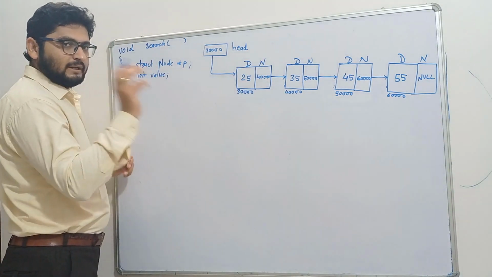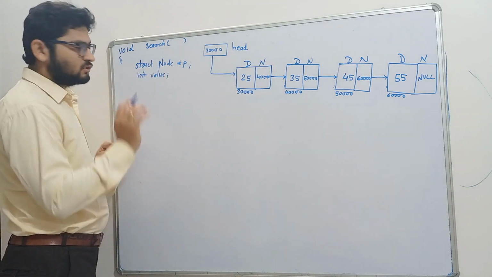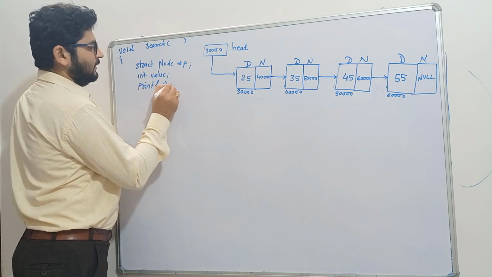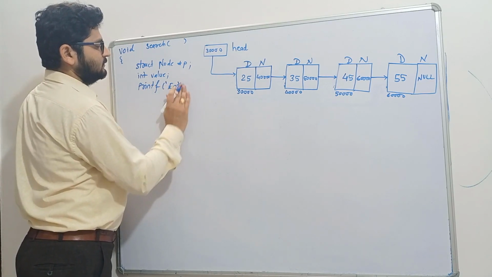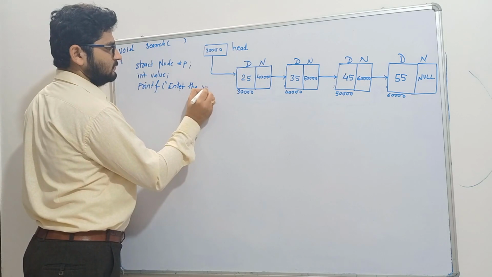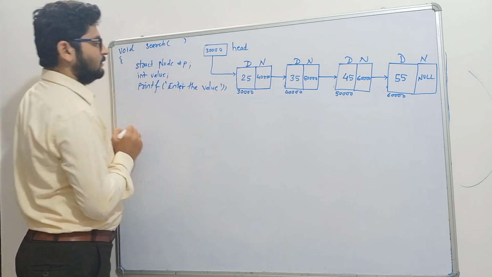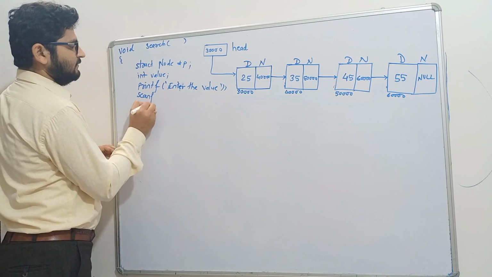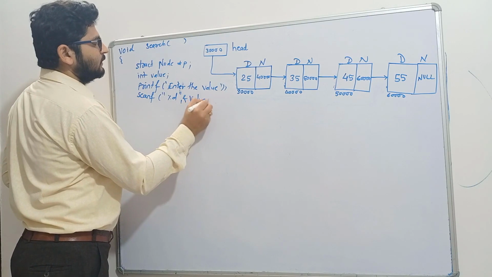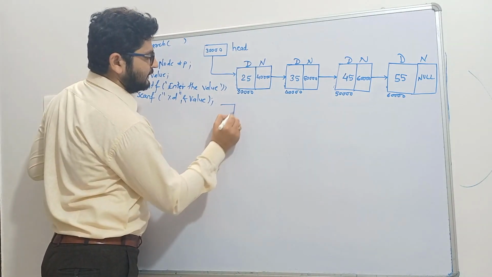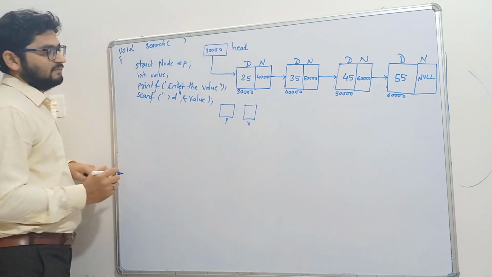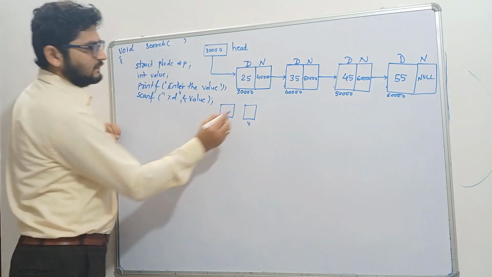Then we will ask the user to enter the value which he or she wants to search. So printf, enter the value to be searched. Then we will use scanf to read that value into the value variable. So what have we created? We have created one p pointer and one value. Let us suppose that the value the user wants to search is 45.